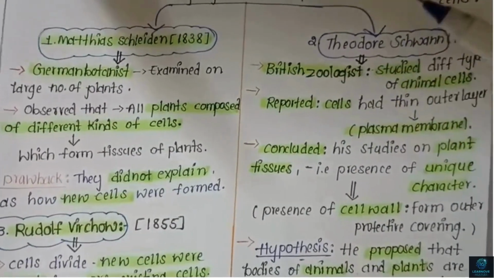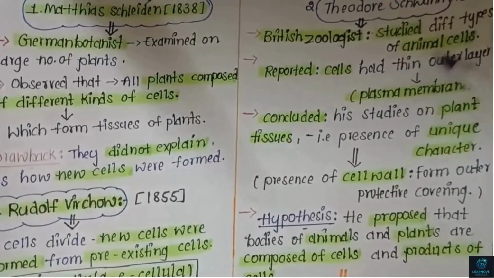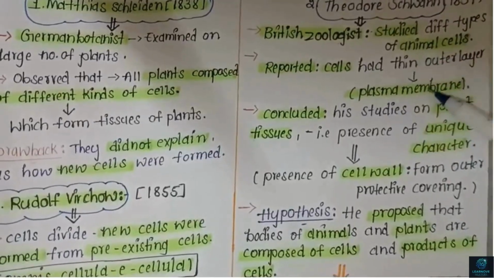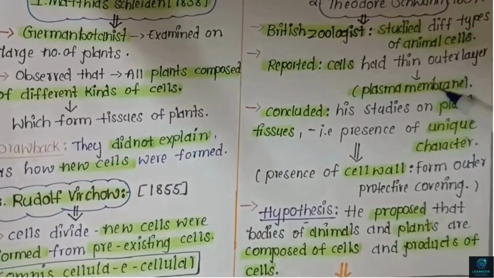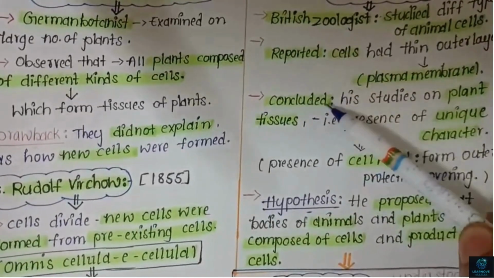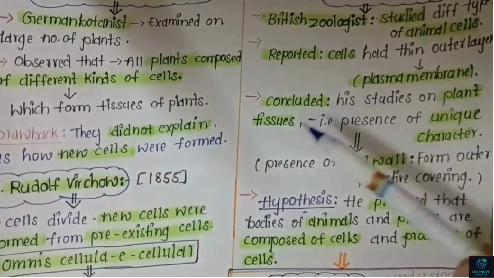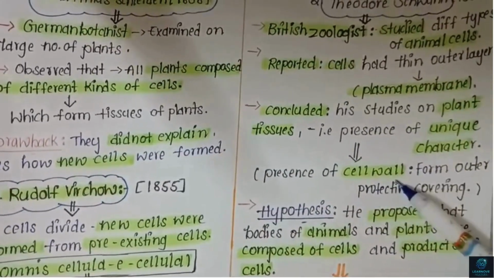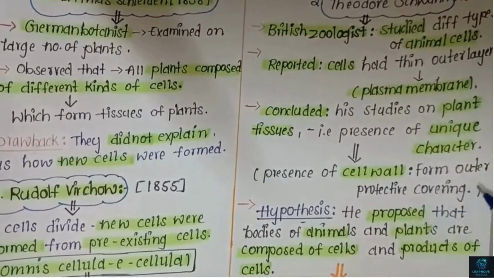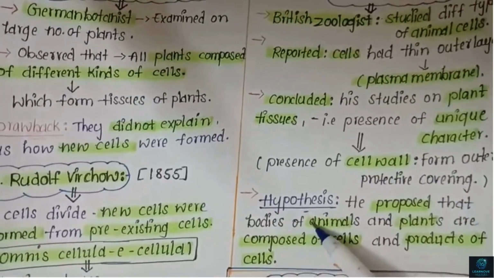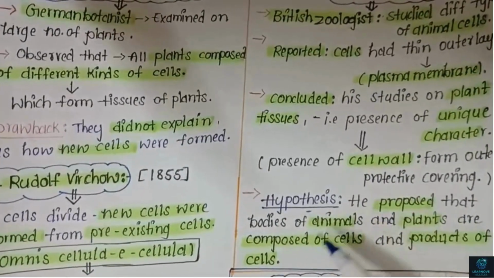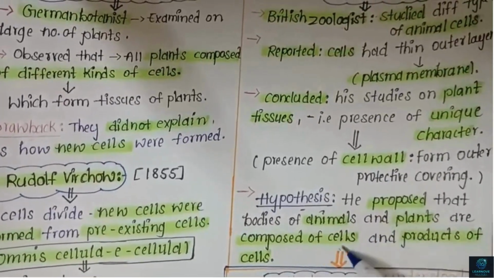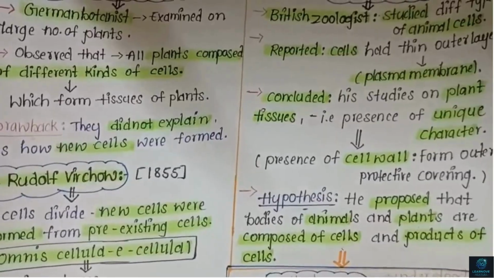Coming to Schwann, in 1839, he is a British zoologist who studied different types of animal cells and reported that cells had a thin outer protective layer called the plasma membrane, which is semi-permeable in nature. He also studied plant tissues and found a unique character, the plant cell wall, which forms an outer protective covering. In his hypothesis, he proposed that the bodies of animals and plants are composed of different kinds of cells and products of cells.